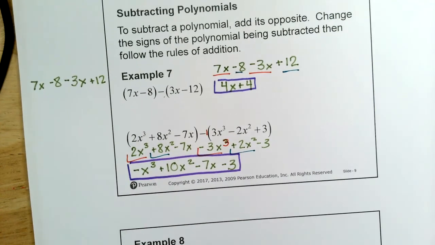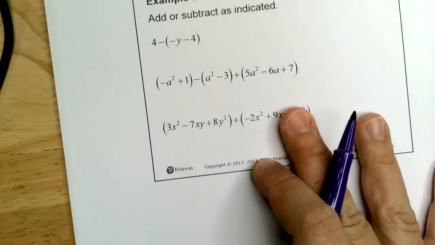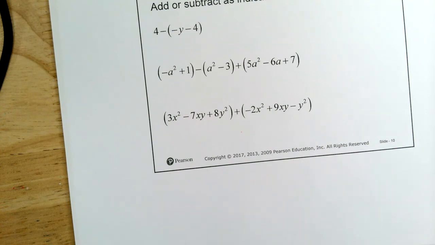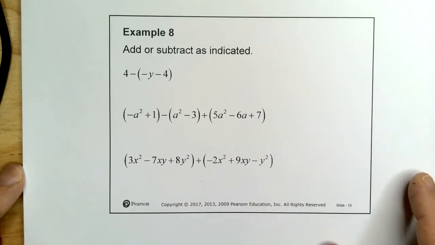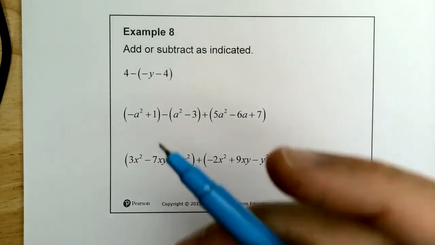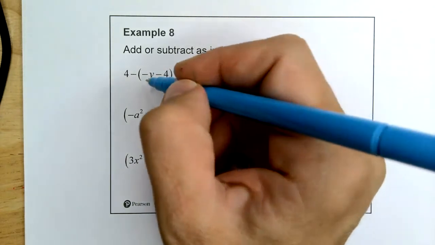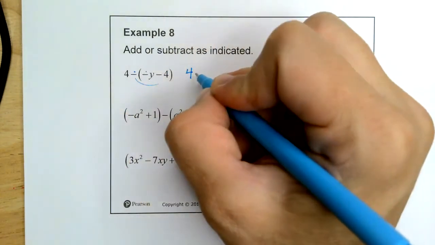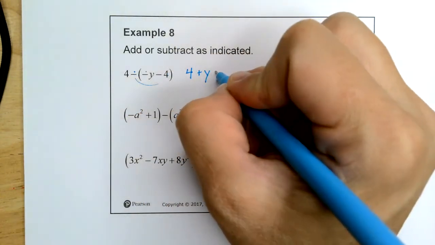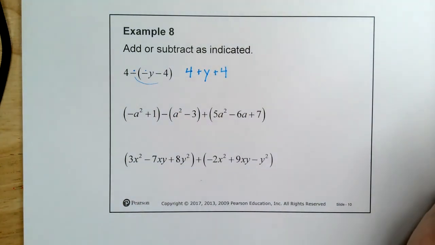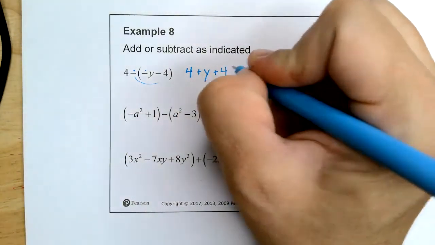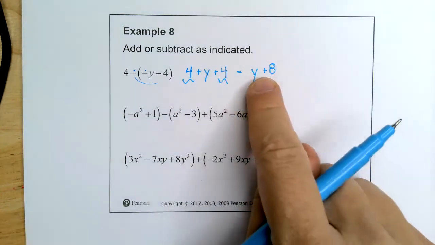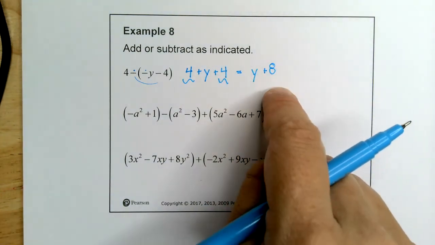Okay, and those are subtraction. Add or subtract as indicated. So 4 minus -y minus 4. I'm going to change both of these signs. 4 minus and a minus make a +y. Minus and a minus make a +4. So now I just have 4 plus y plus 4. These are like terms, so that becomes y plus 8. Like I said, I like the degree in front of the constant.